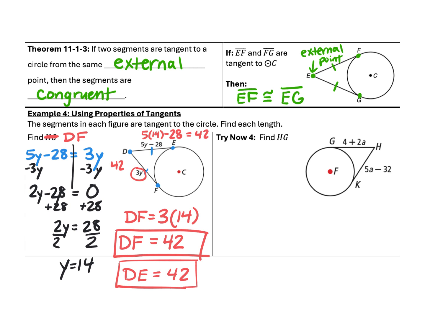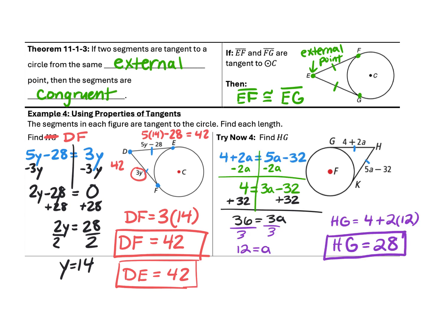Here's one final example for you to try on your own. Pause the video and give this a try. All right, here is your solution. Algebraically, setting those equal to each other, you should come up with A equals 12. And then if we evaluate segment HG by plugging in the 12, you end up with HG equals 28.